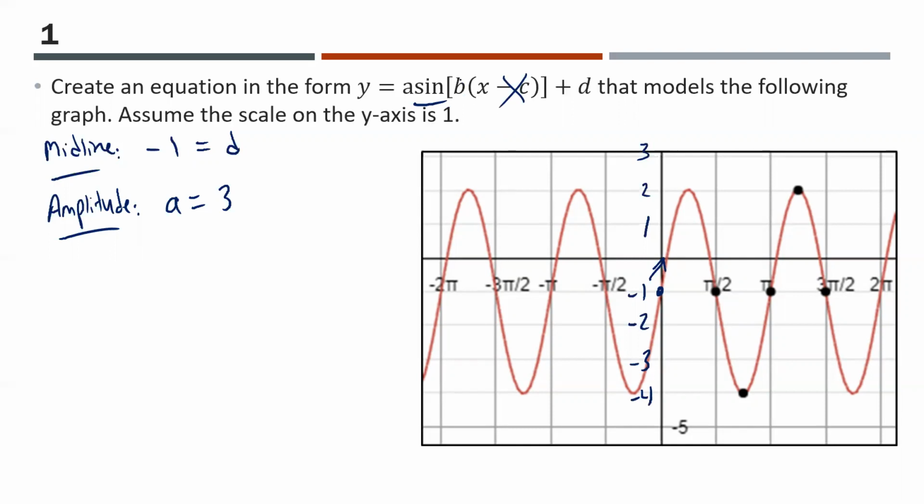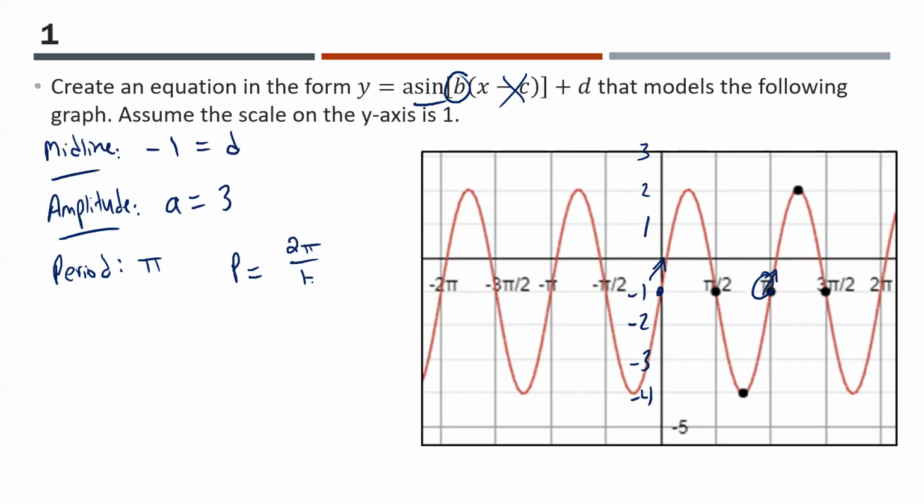The last thing we need to find here is B, and B is often one of the harder ones to find. B is related to the period of the function. Remember, the period of the function is how long it takes to complete one full cycle. Well, notice from a midline going up, the next time we have a midline going up is right here, and that occurs at x is equal to pi. So in other words, we can say that our period is pi, and remember that period is equal to 2 pi divided by B.